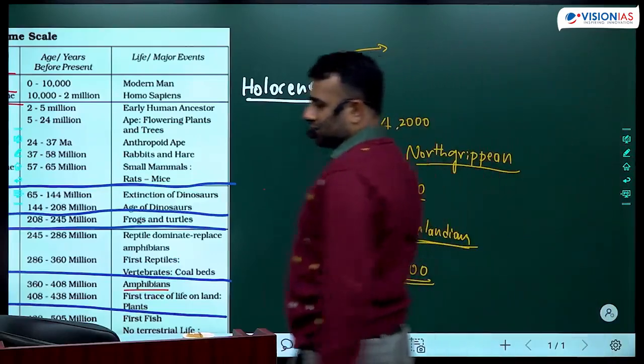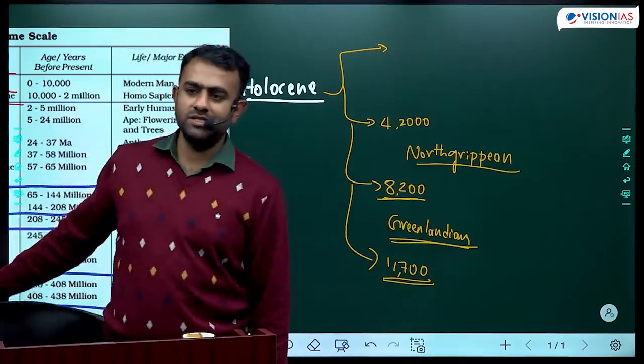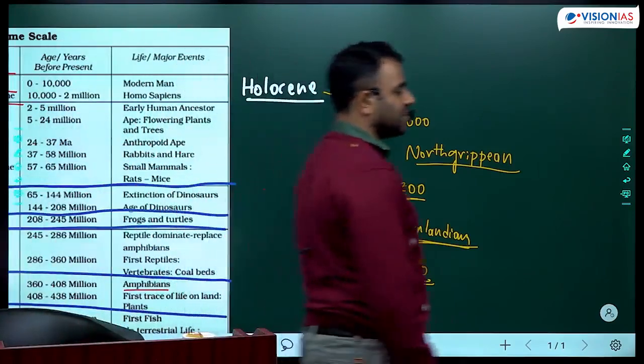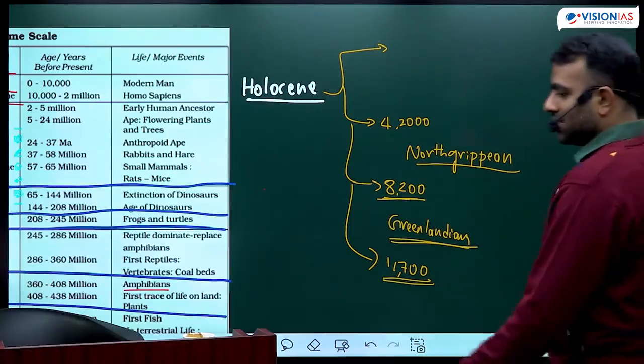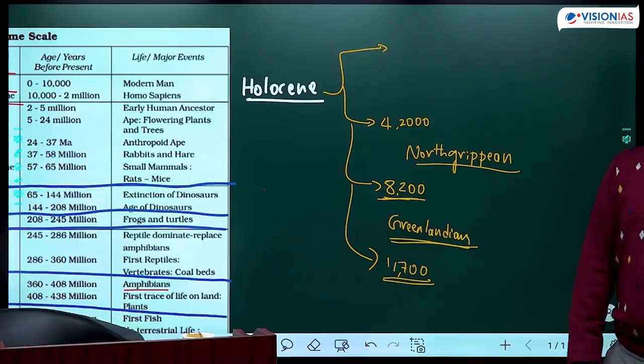By the end of Northgrippian age, there were large-scale global climatic changes. In fact, it is considered to be one of the reasons behind the drying up of the region of Indus Valley civilization around 4,200 years ago. Okay, large-scale climatic changes had happened. The land was becoming drier in many parts.